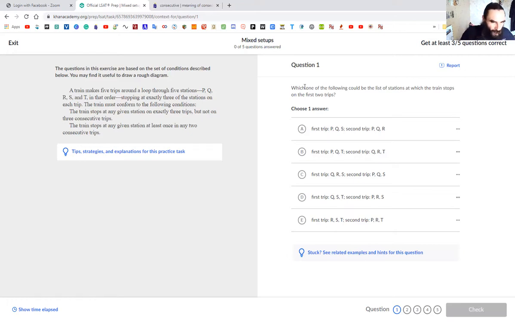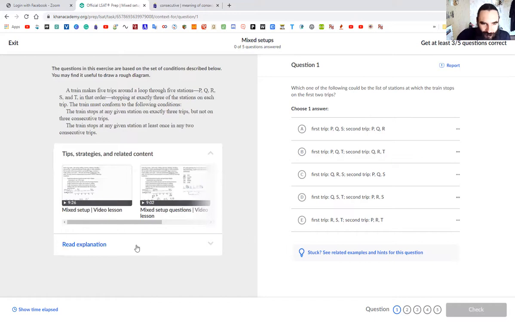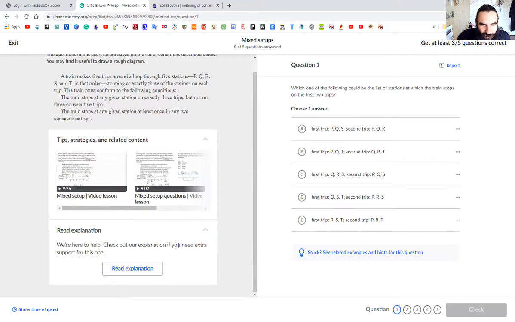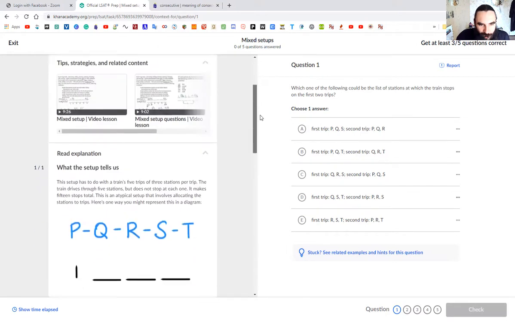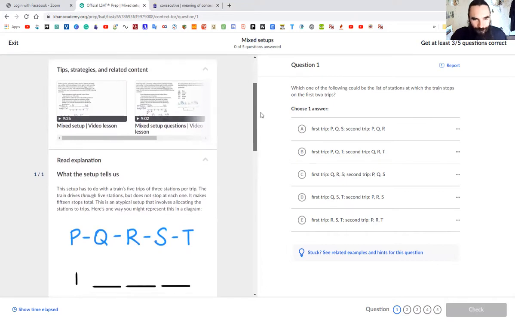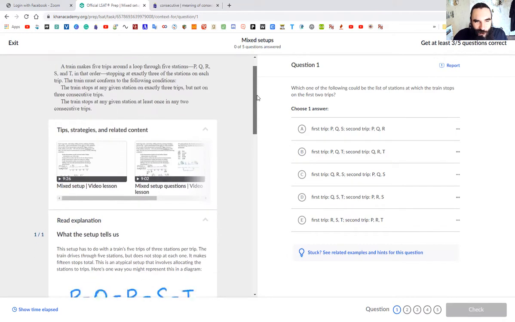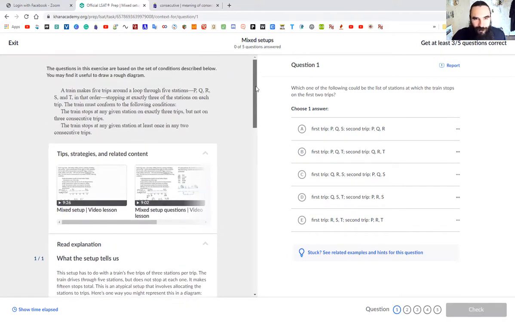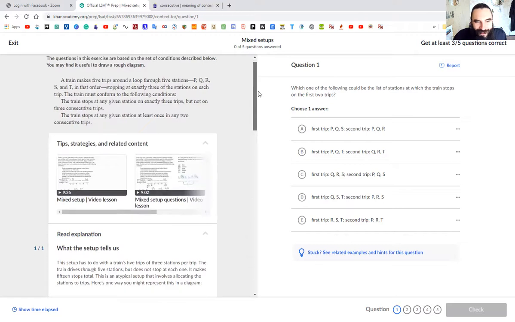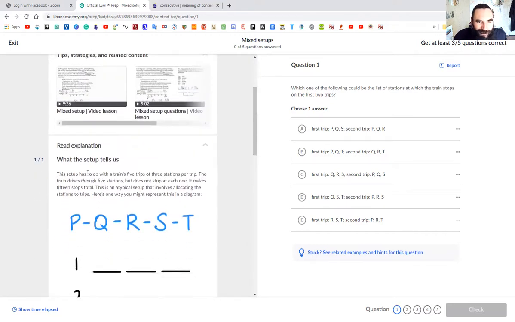So the first trip, okay, I'm going to read the explanation since now I am. Now I'm not able to figure out how to draw a diagram. It's like I didn't solve tasks like this. This is the first time I solved similar tasks, but this one is very hard.